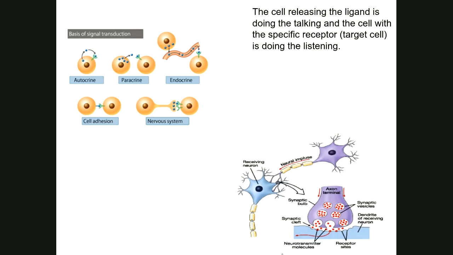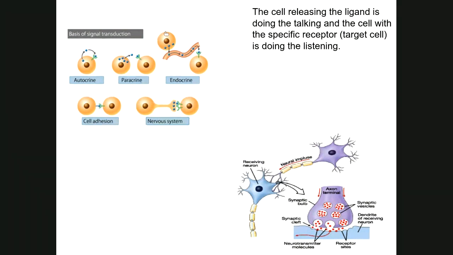Here it's showing you at the top right corner. The cell releasing the ligand is doing the talking. That's one way to think about it. And the cell with the specific receptor, the target cell, it's doing the listening. So over here, one cell is doing the talking, and the one with the receptor is doing the listening.